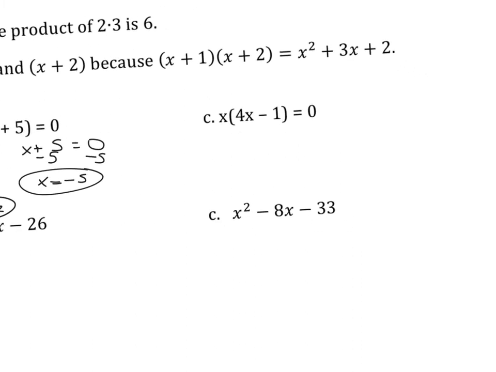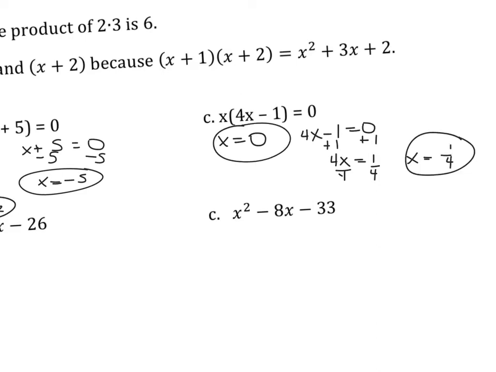If you look at c, it's going to be the same thing. This time, we don't have a set of parentheses around that first factor. It's just x equals 0. 4x minus 1 equals 0. We're going to add 1. Divide by 4. So x equals 1/4. So those are our two solutions there.